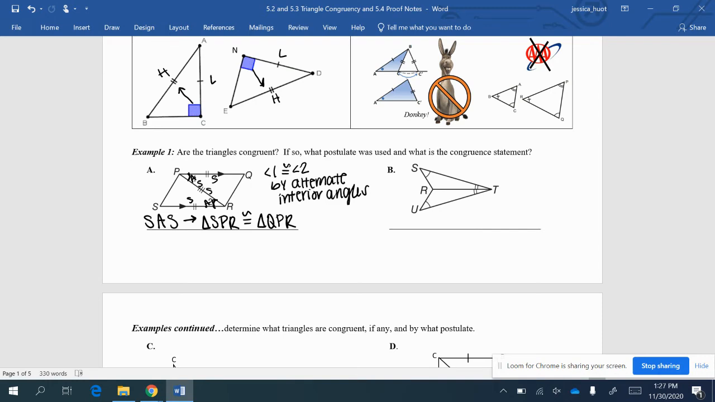For B, here, as you can see, this one side was shared between the two triangles. We have a shared side right here as well. The two triangles are laid right on top of each other. So I can say that this side is congruent in both triangles. So I can say RT is congruent to RT by, remember when something's looking in the mirror at each other, it's the reflexive property.